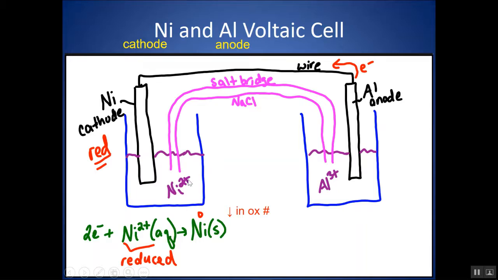You could also see that, if you're being reduced, you should have a decrease in oxidation number. So even if I didn't have that chart and I just had this half cell, I could see that it would be Ni2+ turning into nickel, so the oxidation number would be going down and 2 electrons would need to be gained. Notice that it's the Ni2+ that's actually reduced. The Ni solid is the cathode. So it's two different things.